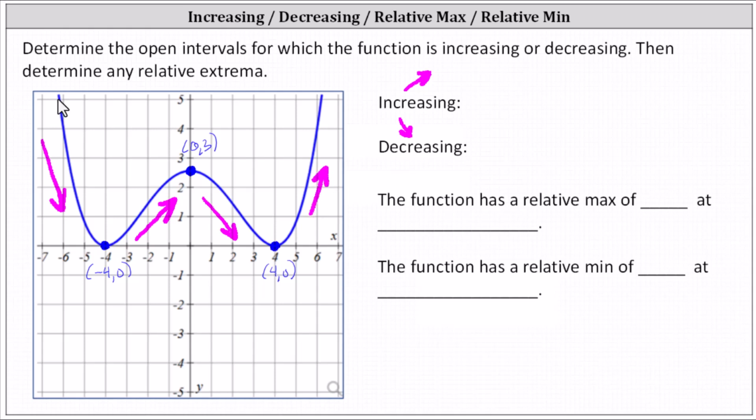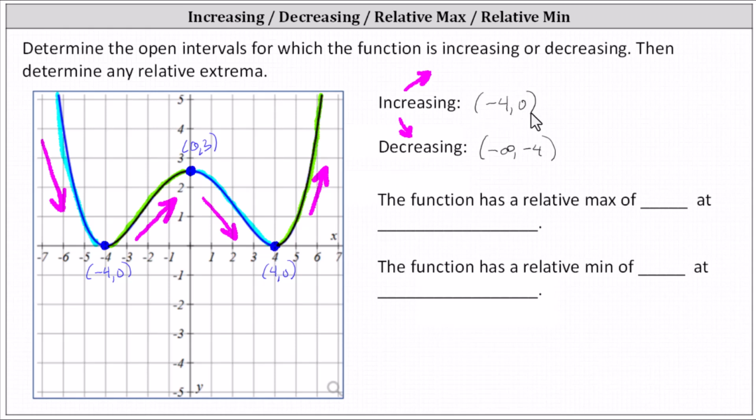So again, the function is decreasing over this interval, then increasing over this interval, decreasing over this interval, and increasing over this interval. We indicate the intervals using x values, and therefore on the left, the function is decreasing over the open interval from -∞ to -4. The function is increasing over the open interval from -4 to 0.